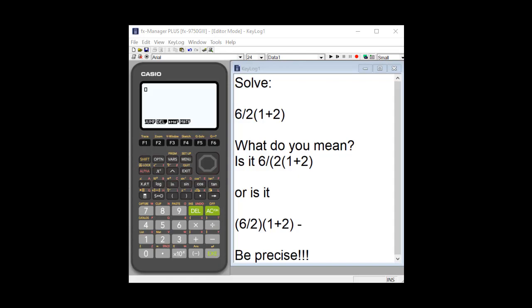Hello. Today we're looking at the FX9750G3, the new graphing calculator from Casio Education, and we're going to show you how this calculator has hopefully addressed the viral problem that seems to be a big issue with math teachers, the one that's 6 divided by 2 parentheses 1 plus 2. So some calculators interpret anything under a division, even though this is written linearly, as all grouped together. So sometimes you get an answer of 1, sometimes you get an answer of 9.